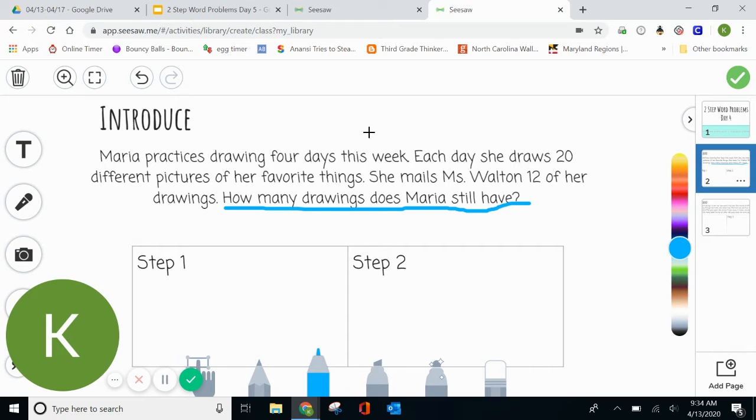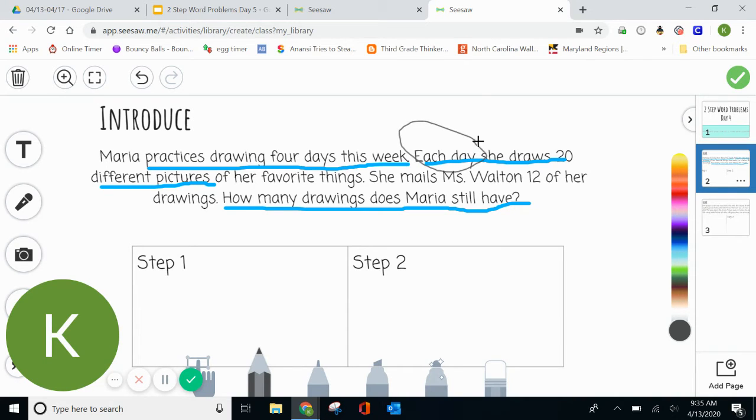In order to figure that out, I need to look for any information dealing with Maria's drawings. I know she practices drawing 4 days this week. Each day, she draws 20 different pictures. So let's stop and look at that piece. I'm being given the phrase each day, which means I'm probably going to be working with equal groups. So I know Maria's drawings kind of look like this. So she had 4 days, 1, 2, 3, 4, and each day she drew 20. So 20, 20, 20, 20.